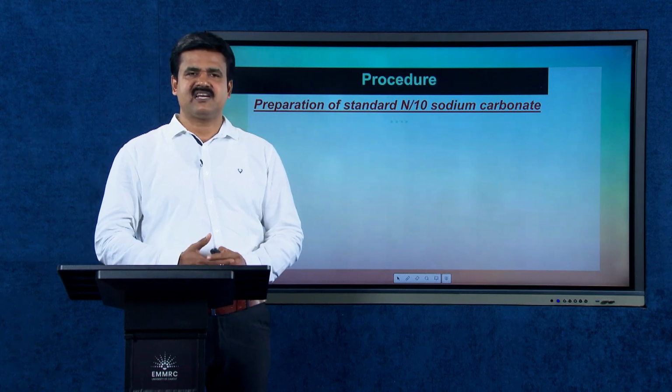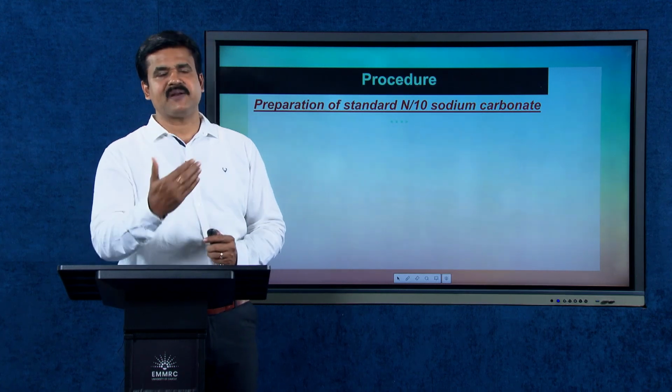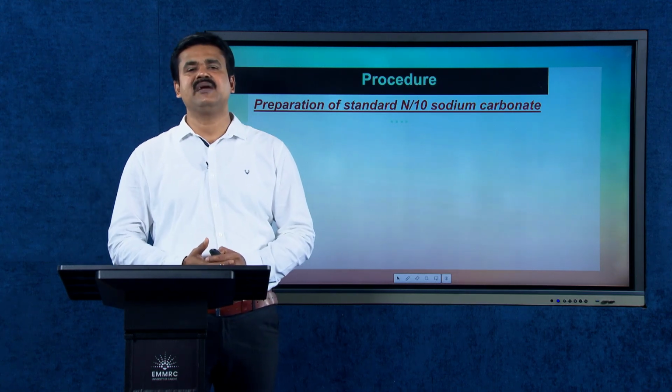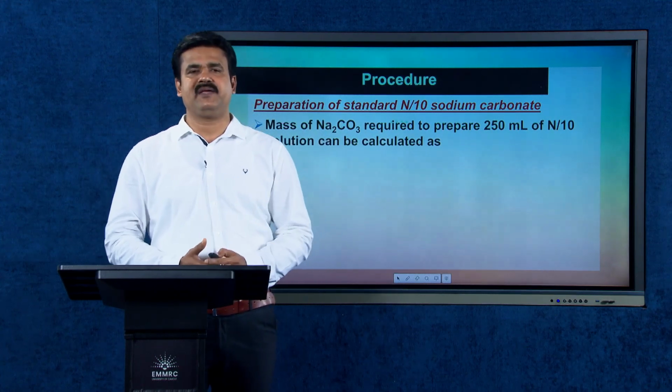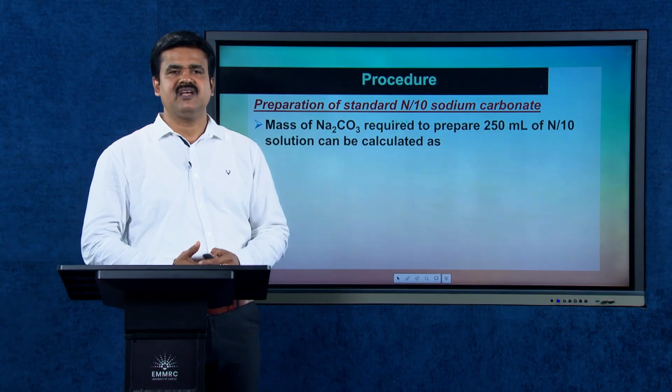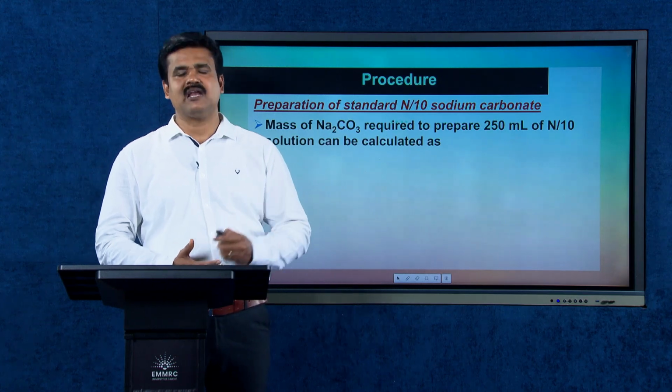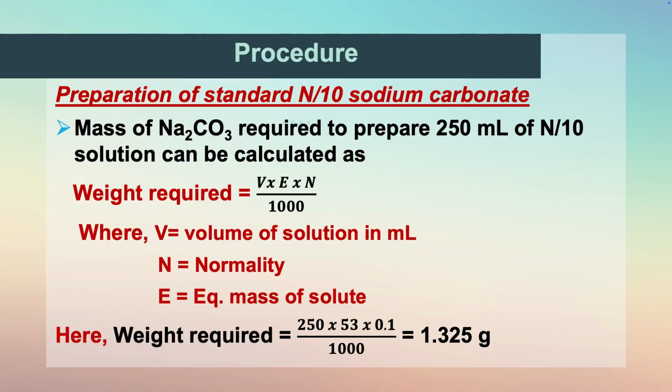That is, we are discussing the procedure for the preparation of standard N/10 sodium carbonate. The mass of Na2CO3 required to prepare 250 ml of N/10 solution can be calculated by using the expression: weight required equals V E N divided by 1000, where V represents the volume of the solution in ml, N represents normality, and E represents the equivalent weight. On proper substitution, the weight required is 1.325 gram.